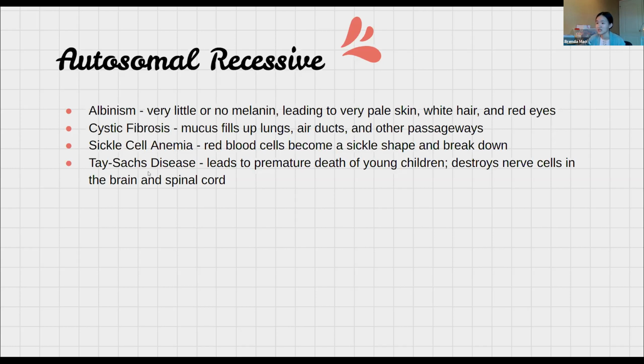And lastly, Tay-Sachs disease. It leads to the premature death of young children because it destroys the nerve cells in the brain and spinal cord. It's more prominent in Jewish people because the mutation is in a gene that Jewish people carry.